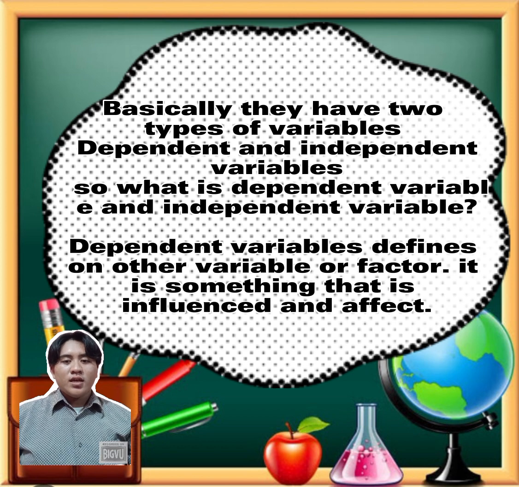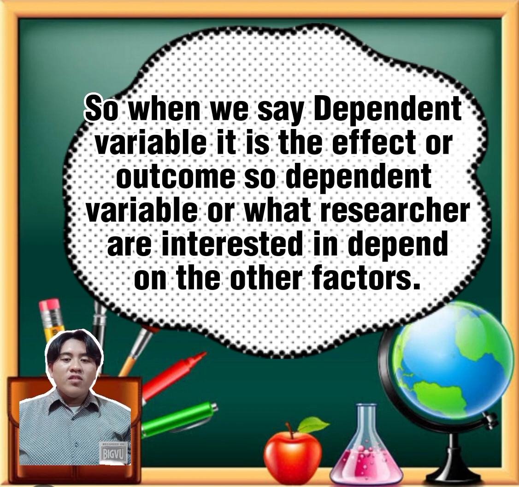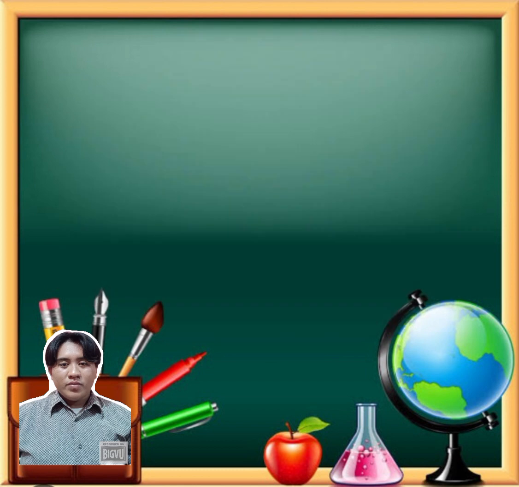Dependent variables depend on the other variable or factor. It is something that is influenced and affected. So, when we say dependent variable, it is the effect or outcome. It is what researchers are interested in, and it depends on the other factors.